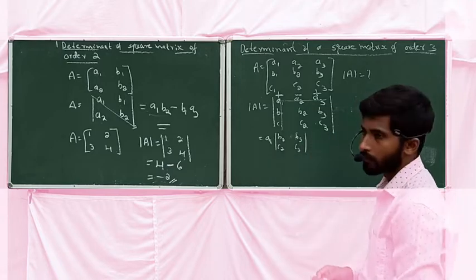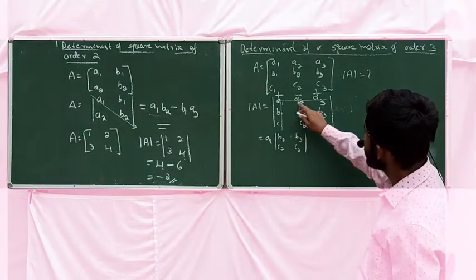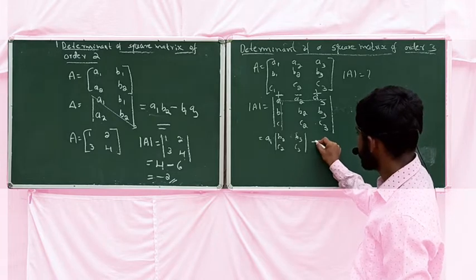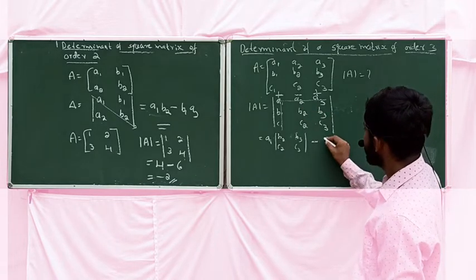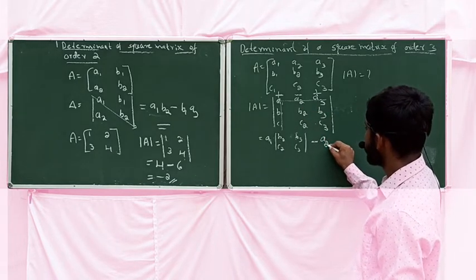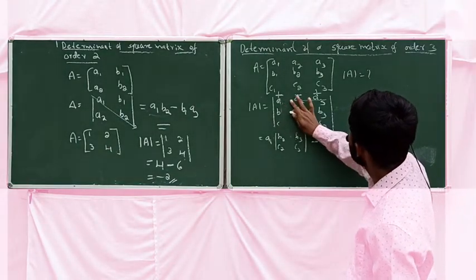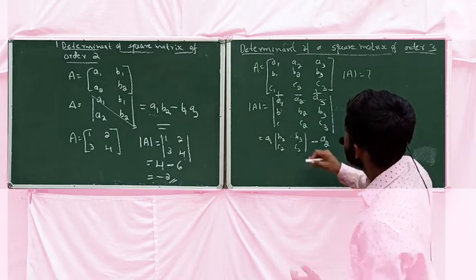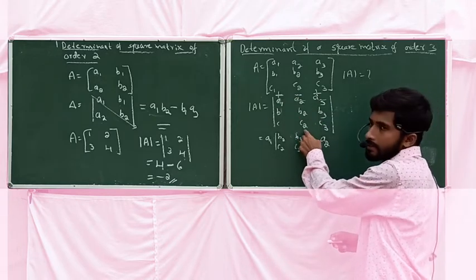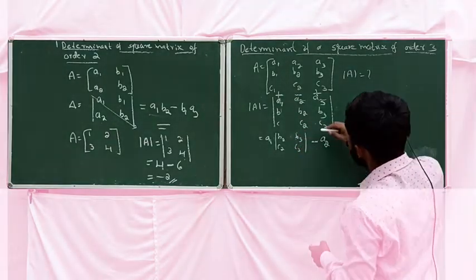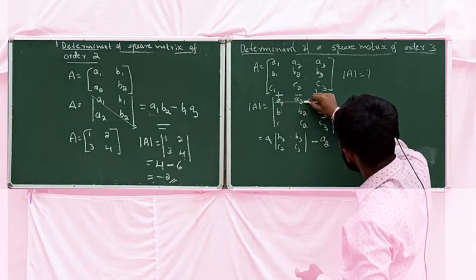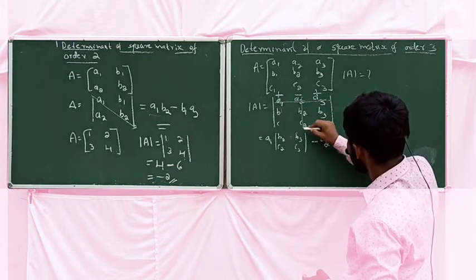Okay, it's the first entry. Then see here minus. What's the second entry? That is A2. Okay, same procedure. See here, A2 is in the first row and second column. So, delete the first row and second column.